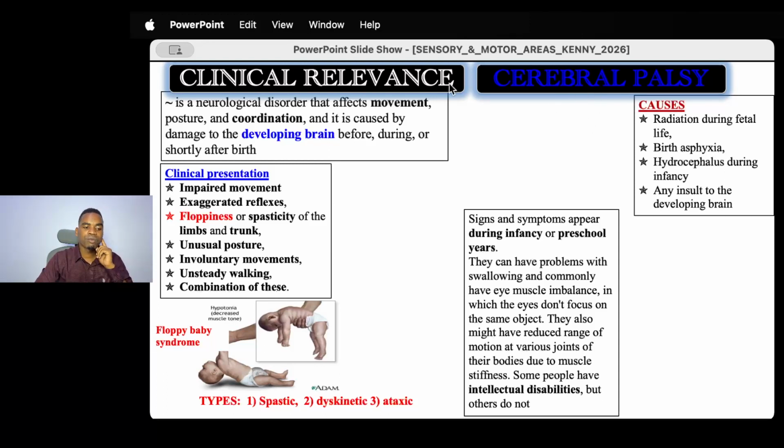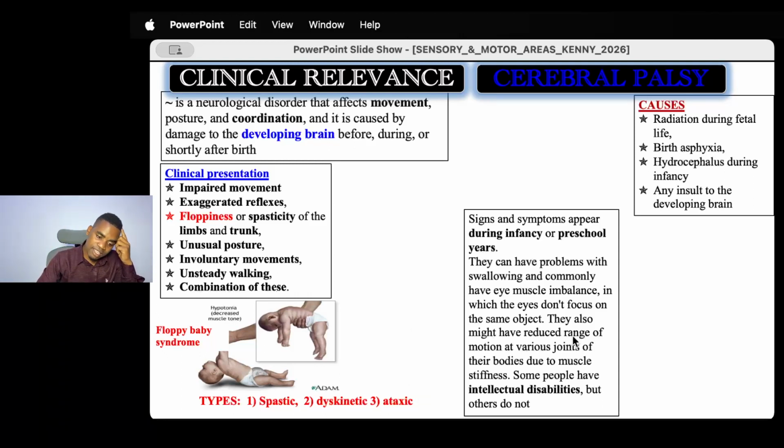We are doing cerebral palsy because this is a disorder of movement. It's a neurological disorder that affects movement, and we've just discussed the motor system. We've seen the motor homunculus. So if the insult to the developing brain damages part of the motor homunculus, then we know the child will have a presentation in the specific part represented by that part of the motor homunculus.